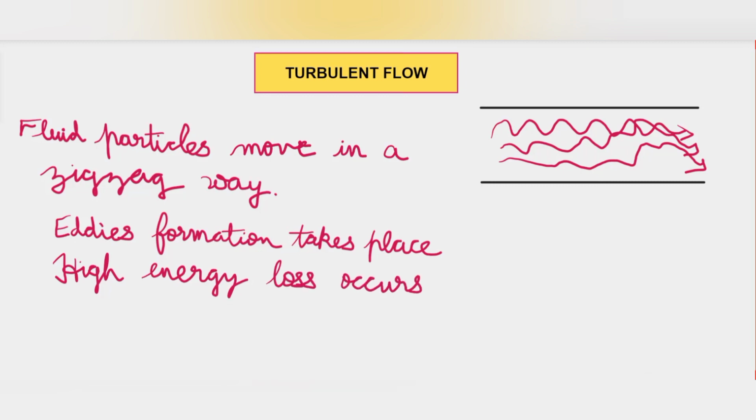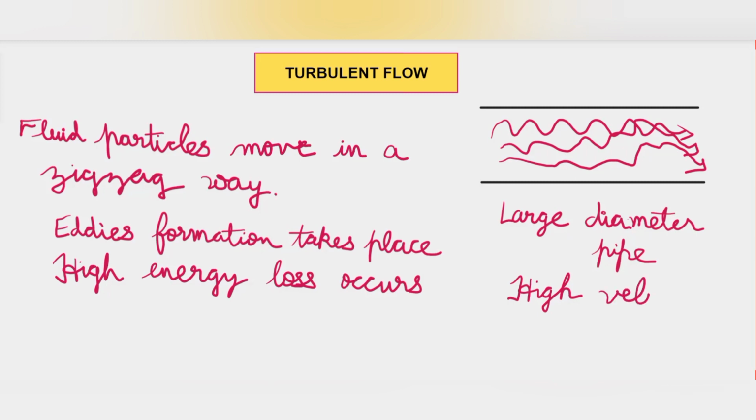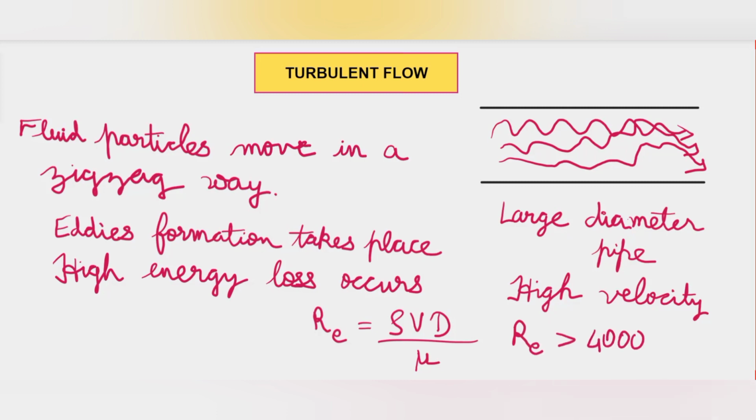Turbulent flow will occur in large diameter pipes where the velocity of the fluid is very high. That is, it will occur in large diameter pipes having fluid with high velocity. And if I talk about the Reynolds number, which is R equal to rho V d by mu, then for turbulent flow, the Reynolds number will be greater than 4000.